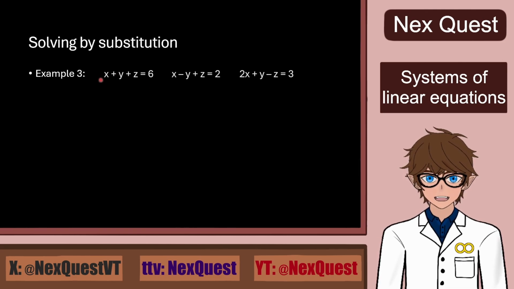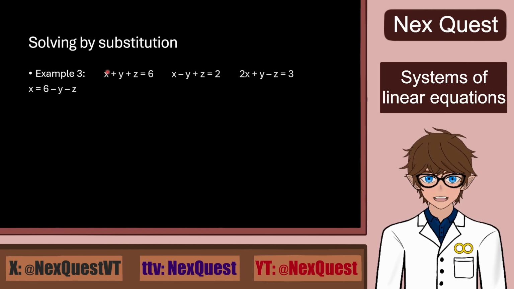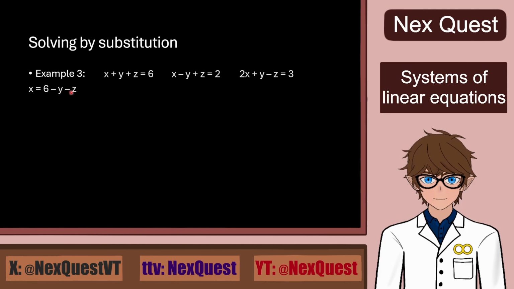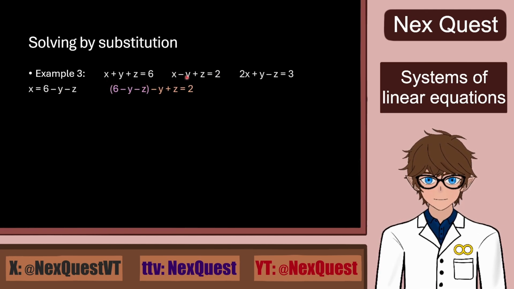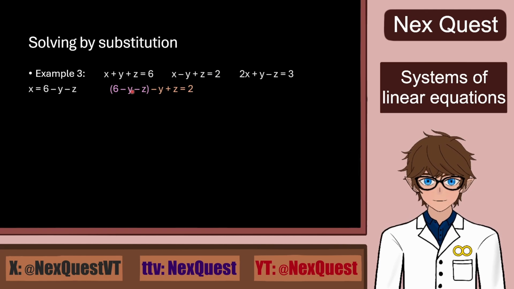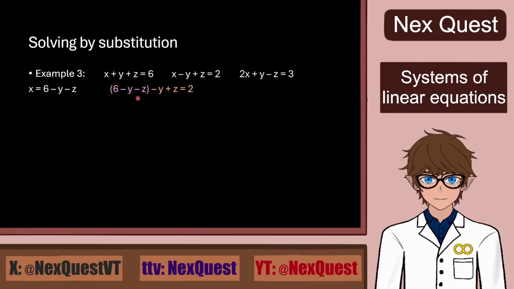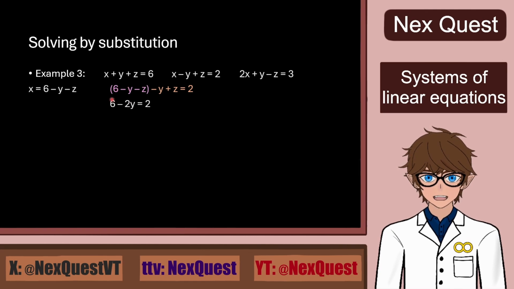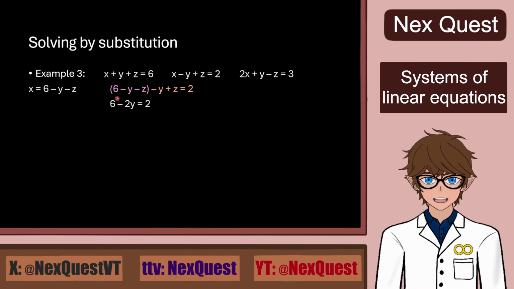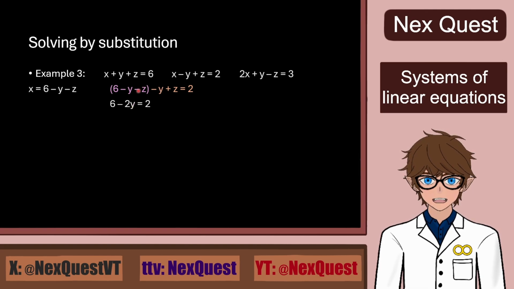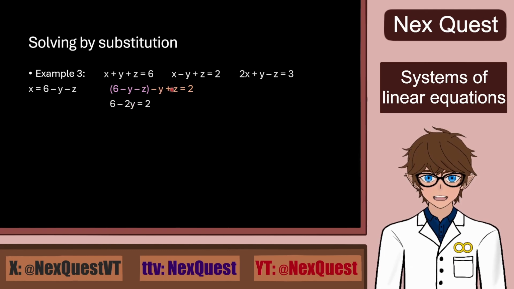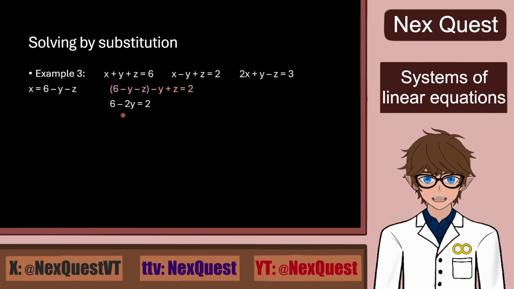First, I will isolate x in the first equation. By moving y and z to the right, we get this as the value of x. Now, I put it into the second equation, so x minus y plus z equals 2. And let's solve for either of the variables, let's say y in this case. Let's break up the bracket and add everything together. 6 is 6, minus y is minus 2y, minus z plus z is 0. Okay, perfect. We can solve for y then.